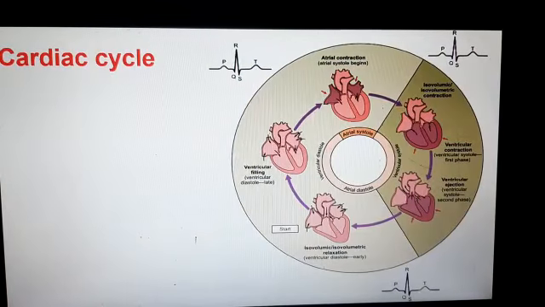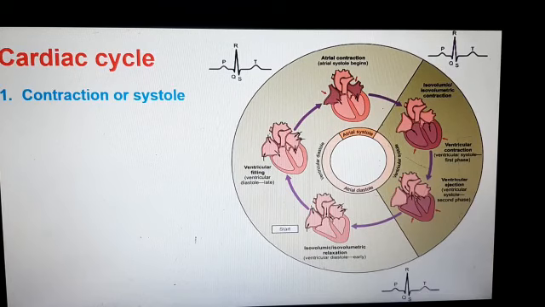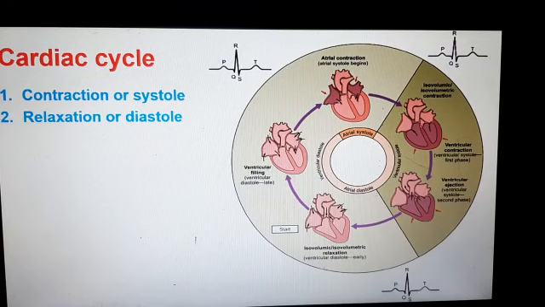Cardiac cycle. Now, what is the meaning or the definition of the cardiac cycle? The events which occur from the beginning of one heartbeat to the beginning of the next are called the cardiac cycle. This takes place in two stages. First stage is contraction or systole and the second one is relaxation or diastole. Now let's see one by one, contraction and relaxation. Before going into detail, you can have a look at the diagram given inside.